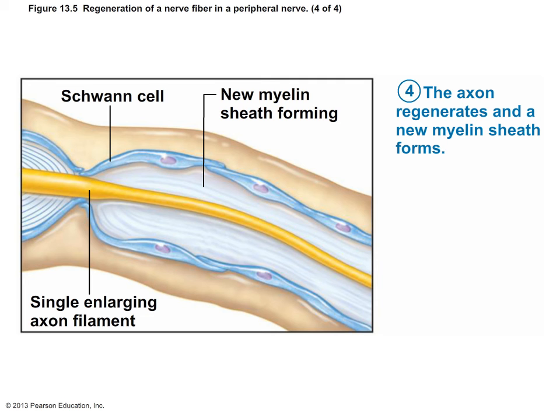Now, the process of axon regrowth can be relatively slow. It happens at the rate of about 1 to 2 millimeters a day. So if you have somebody that has a severed nerve, let's say in their arm or in their hand, it can take quite some time before these axons can regrow and restore sensation to the injured areas of the body.